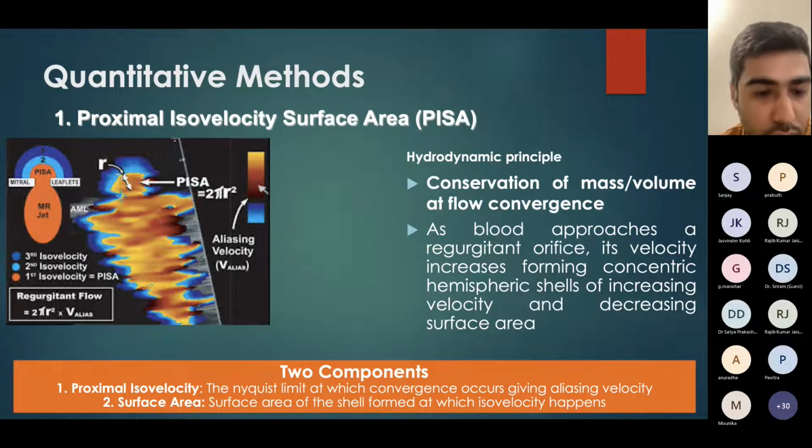First is the proximal isovelocity, which is the Nyquist limit at which the convergence occurs, giving rise to the aliasing velocity.